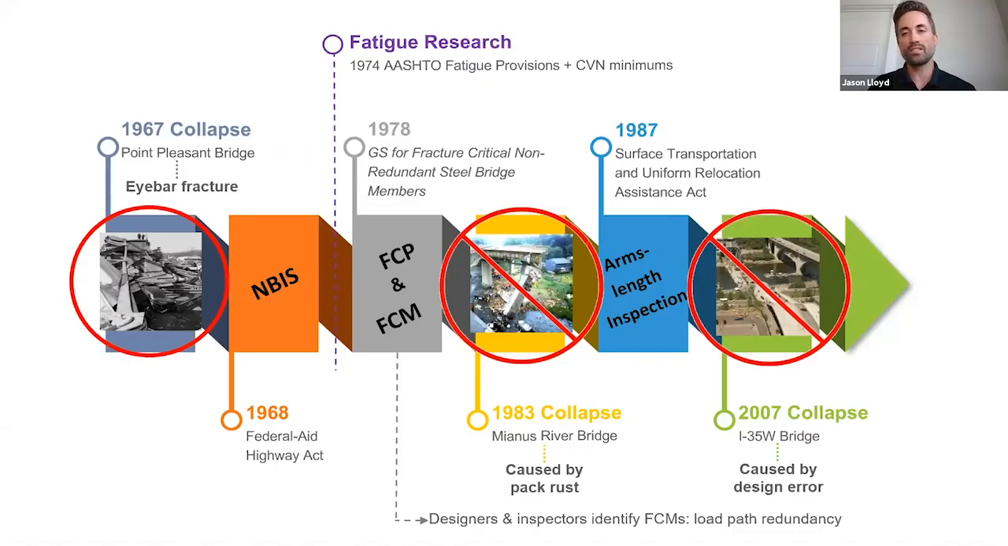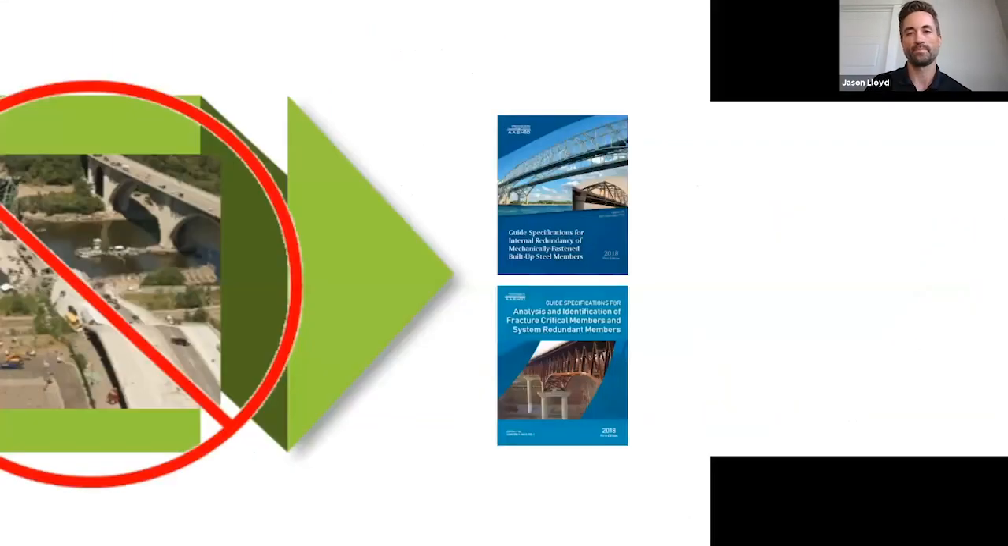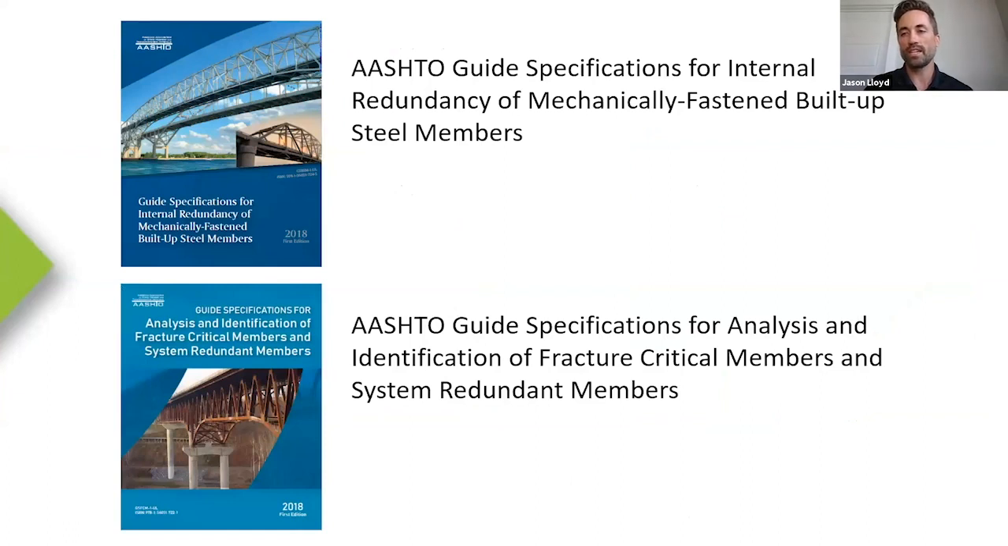In seeking answers to these questions, we were led to these 2 new AASHTO guide specifications. So let's go ahead and take a closer look at these. The top one is the AASHTO guide specifications for internal redundancy of mechanically fastened built-up steel members. Member level or internal redundancy prevents the partial or full collapse of a bridge following failure of a single component within an internally redundant member, or IRM, by redistribution of load into adjacent mechanically fastened components of the member itself.